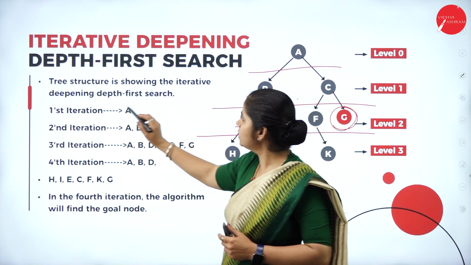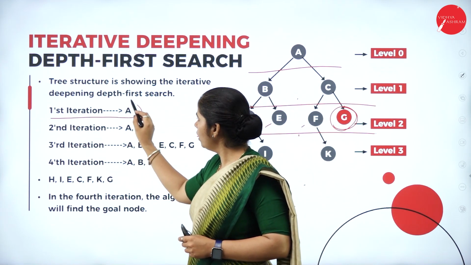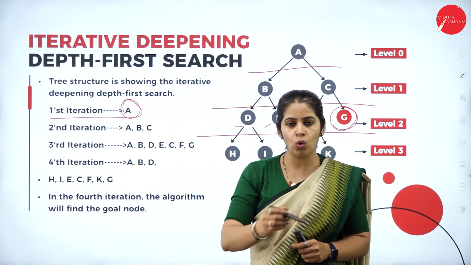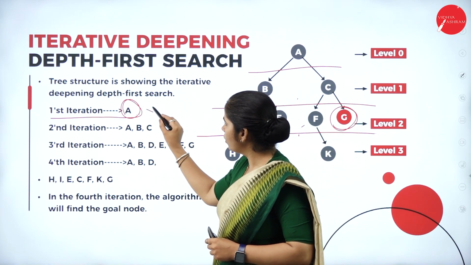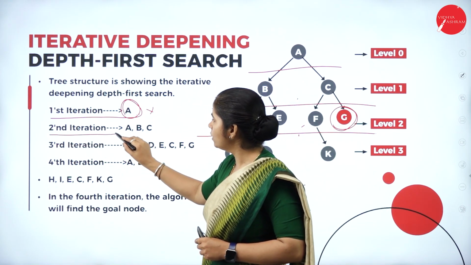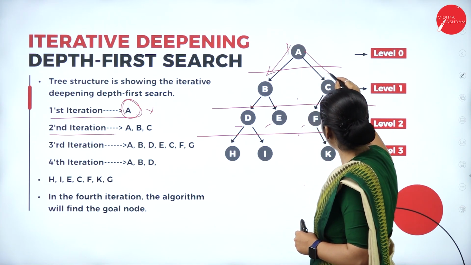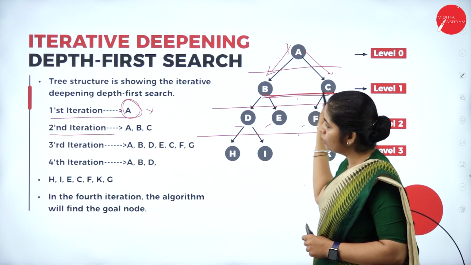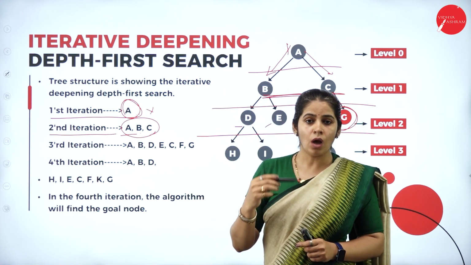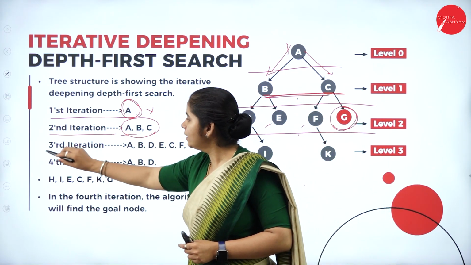The tree structure is showing the iterative deepening depth first search algorithm. In the first iteration, what are we doing? We are checking only the root node, whether the start node is our goal node or not. If the start node is not our goal node, we extend the limit of search to the second iteration. In the second iteration, it goes from A to B and A to C. Again, it will search in level 2. So the path is A, B and C. So it will search here. Are we finding the goal node? No.